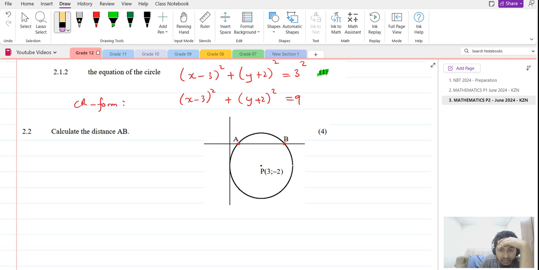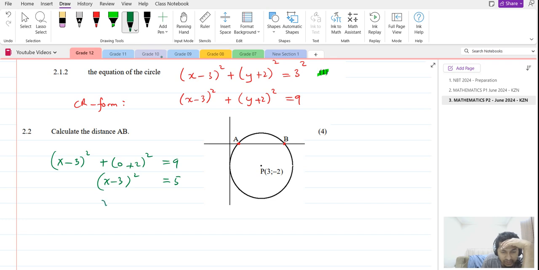Now let's just take the x-intercepts, and these are the x-intercepts, so you make y 0. So we have x minus 3 all squared plus 0 plus 2 all squared is equal to 9. And now remember this is 4, we're going to take the 4 over, so we'll get 5. 9 minus 4, which is 5. And this is x minus 3 all squared. Now you know how to solve this equation. x minus 3 is equal to plus or minus the square root of 5.